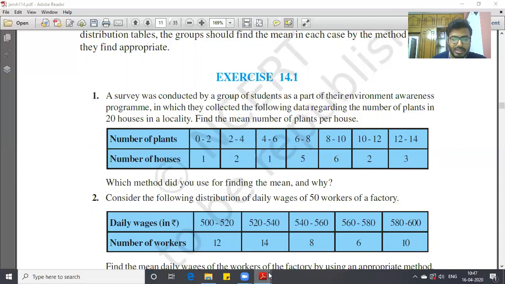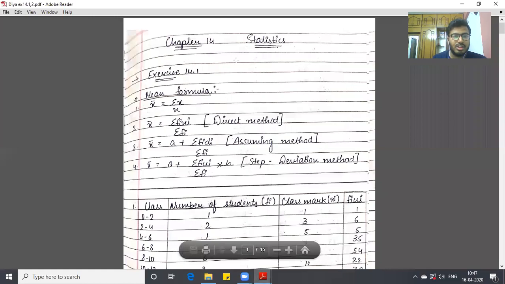Now we'll look into the answer, how it has been done. Yes, this is the answer given by last year's student Diya. Okay, we'll look into the formula first. Mean formula is x bar equal to sigma xi upon n. Then x bar is equal to sigma fi xi upon sigma fi. Direct method. Assumed mean method, a plus sigma fi di upon sigma fi. And step deviation method, a plus sigma fi ui upon sigma fi into h.